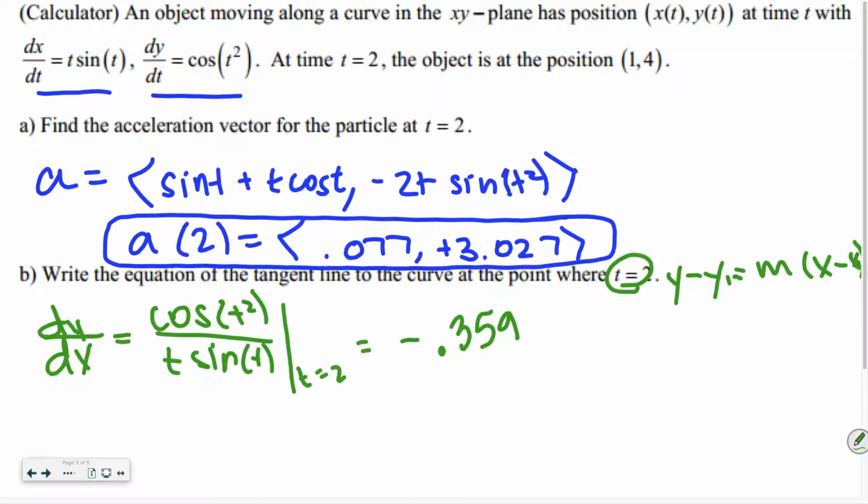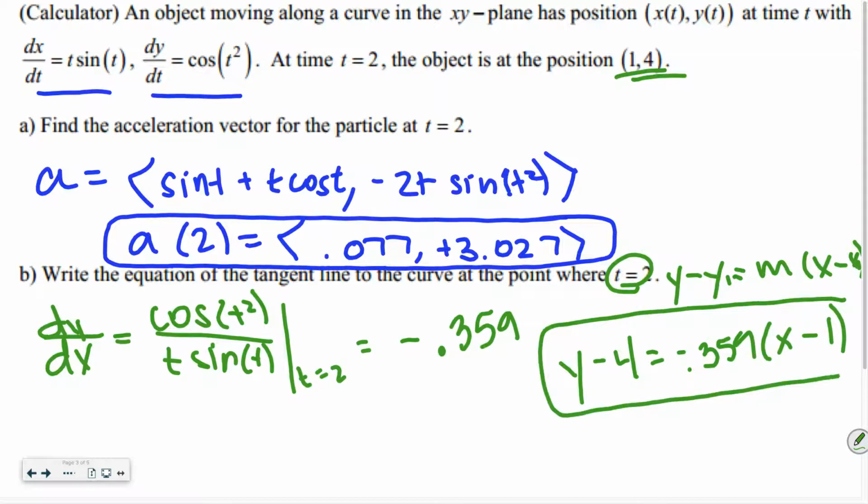Okay. And what's our y1 and x1? The guys they gave us. Okay, so y minus 4 equals our slope times x minus 1. Yes, this is a rectangularly defined tangent line to our parametric equation, but that's fine. That's how it needs to be. We can make it parametric, but it's not necessary.